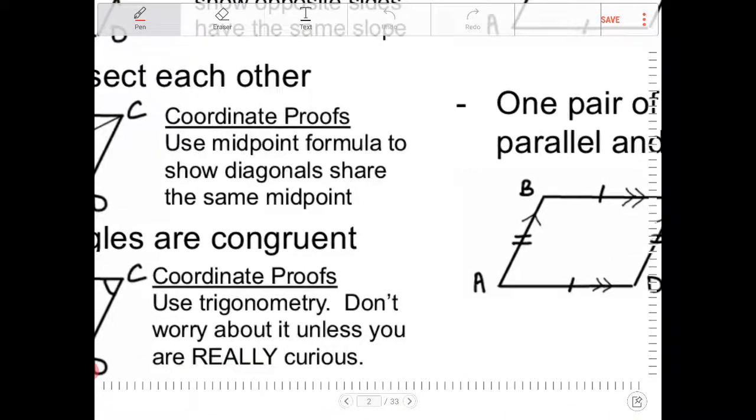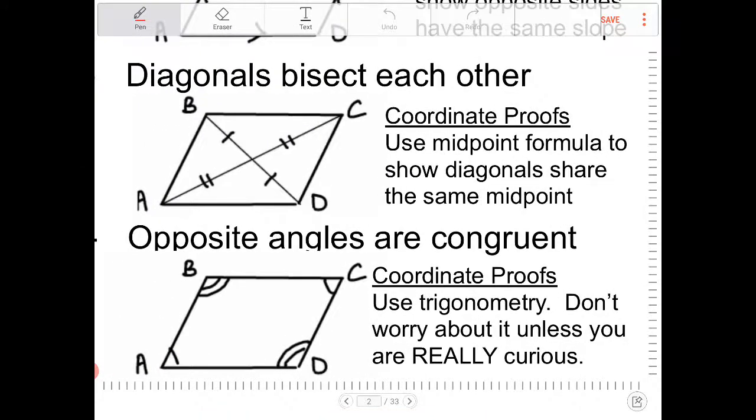The last property, opposite angles are congruent. In this case, with the coordinate proofs, you will never be asked to show that opposite angles are congruent. It can be done, however, it will require you to use some trigonometry, which this course does not go into a lot of detail.